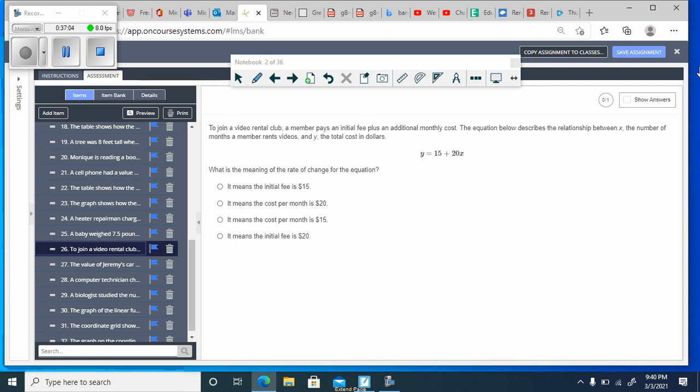Let's see. What is your x and your y? An initial fee plus an additional monthly cost. The number of months and the total dollars. That's the dollars per month. That's what this is. It would be $20 per month. Cost is $20 per month.